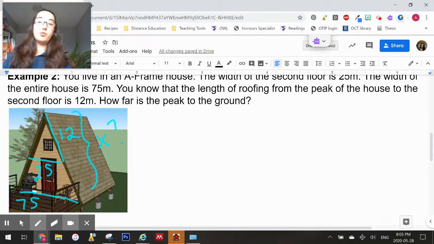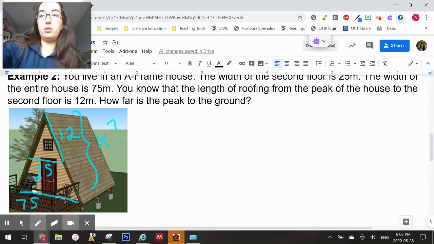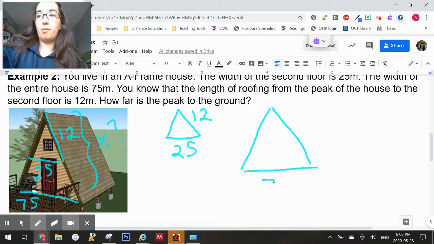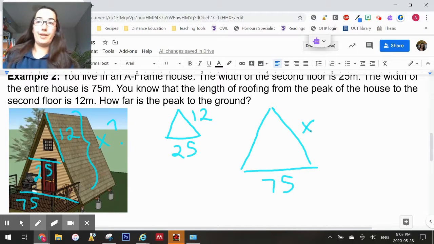We very clearly have two triangles here. Okay, I have my small triangle I'm just going to redraw. So I have this side is 12 and this side is 25. And I also have a second, much larger triangle where my bottom is 75 and I am looking for the total length. Okay. Knowing this information, I'm just going to erase these.